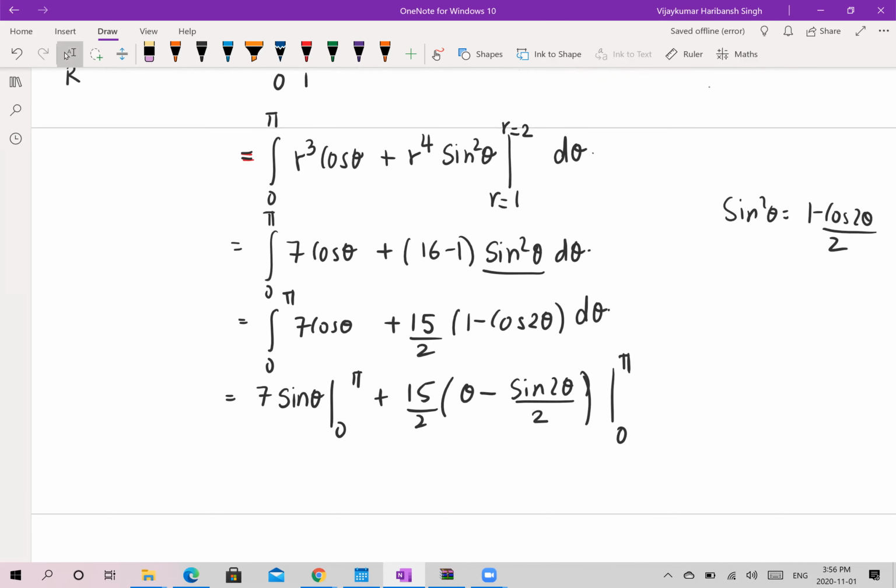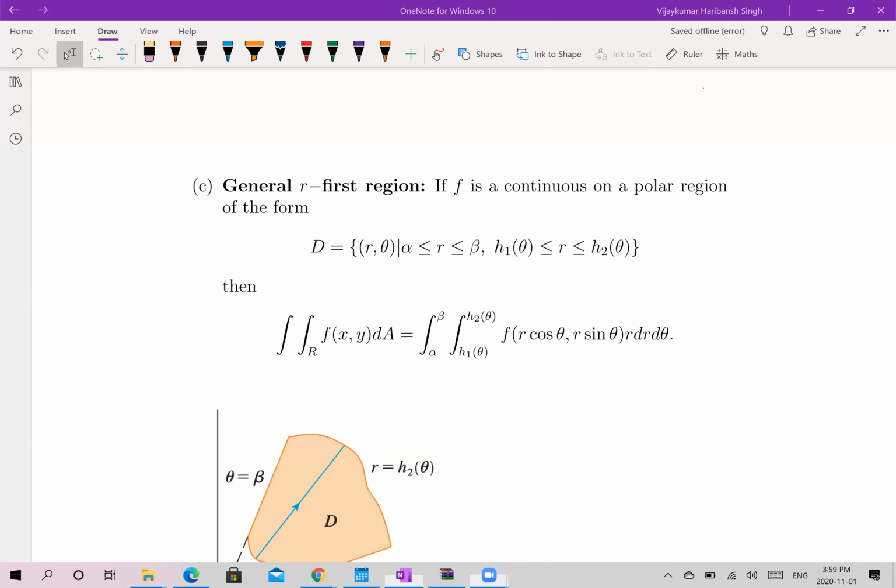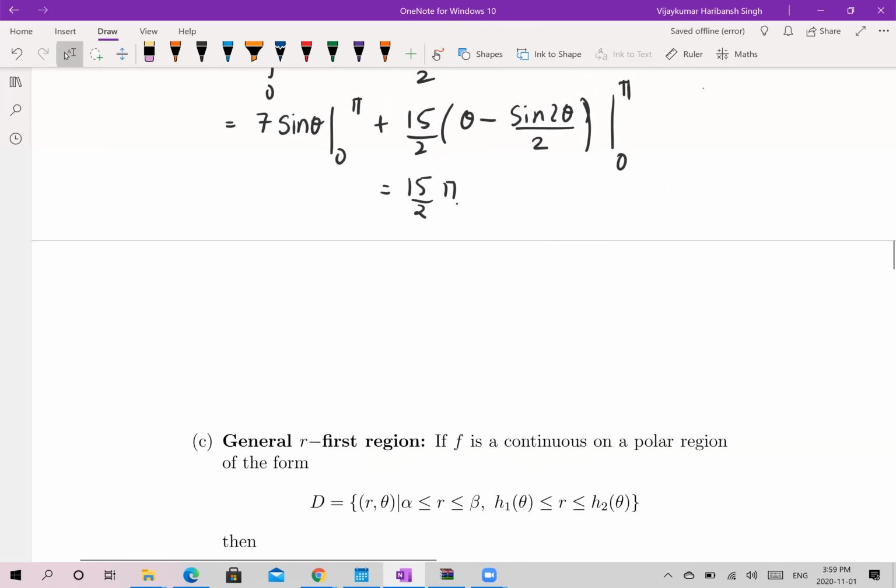So what will survive in all this is, so sine pi is 0. Similarly, sine 2 times pi is also 0. So what will essentially survive is 15 by 2 pi. So the answer turns out to be 15 by 2 pi.